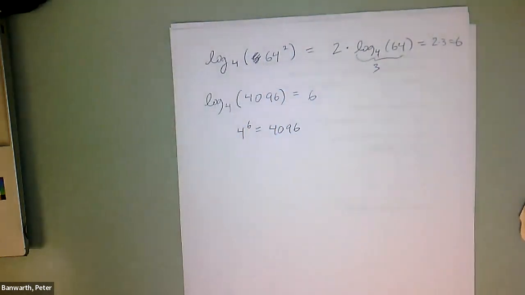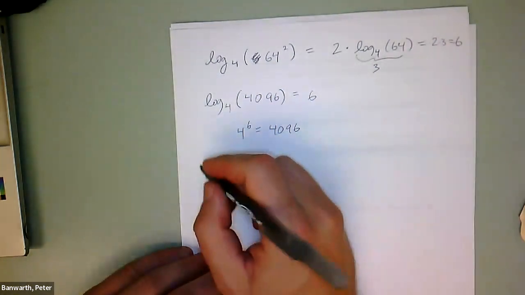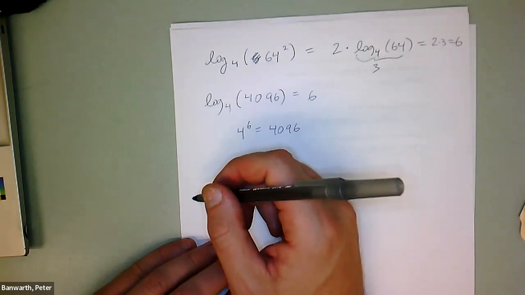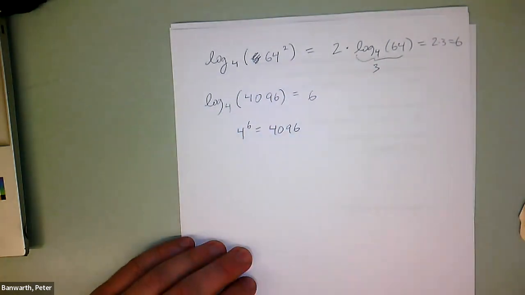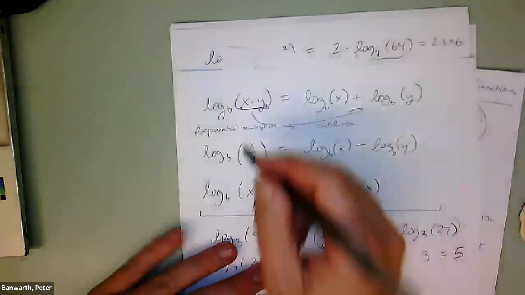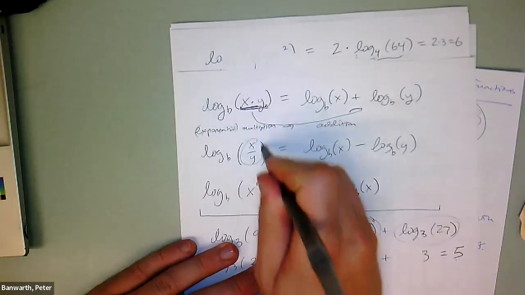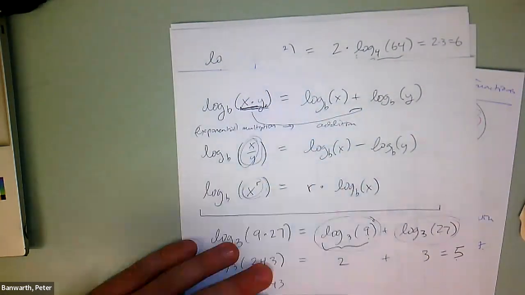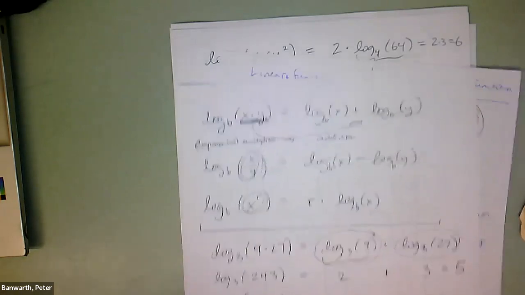So those are the first 3 properties of logarithms: the product rule, the quotient rule, and the power rule. Here's a product rule where you're multiplying, here's a quotient rule where you're dividing, and here's a power rule where your term is raised to a power.